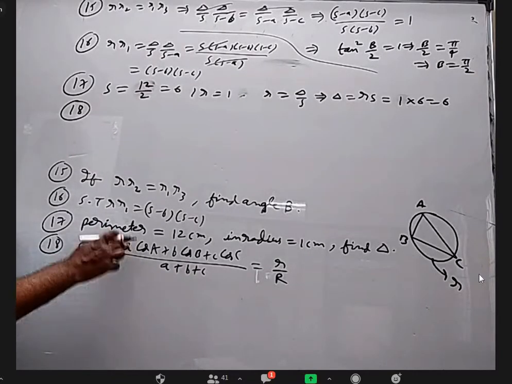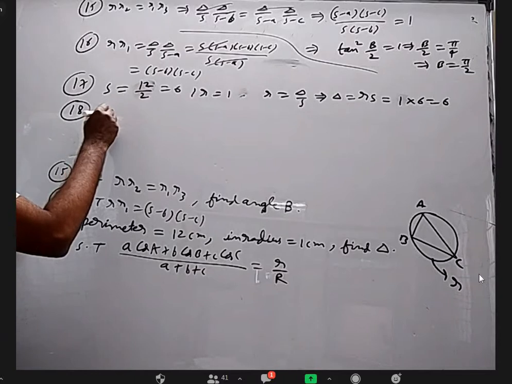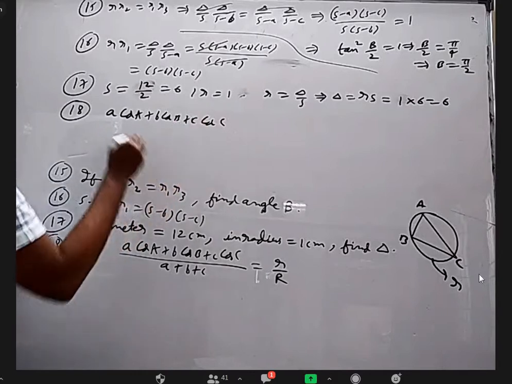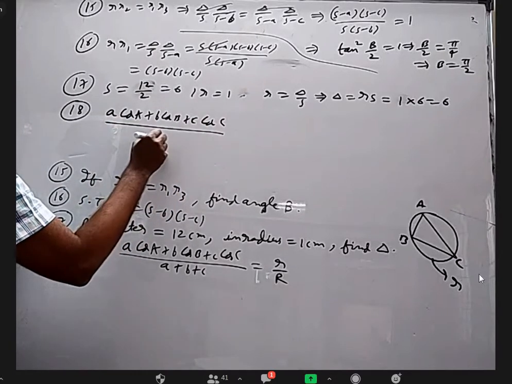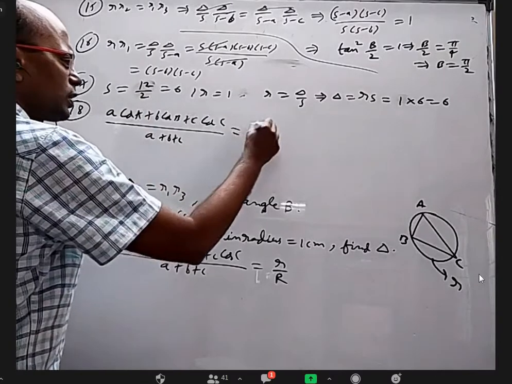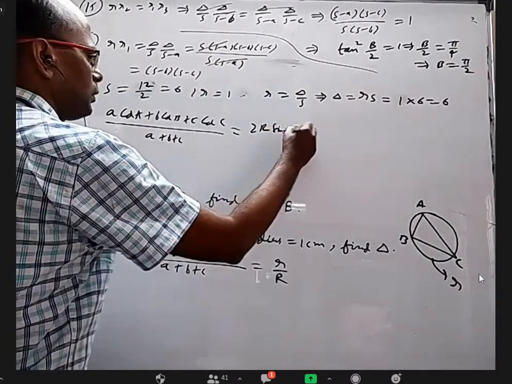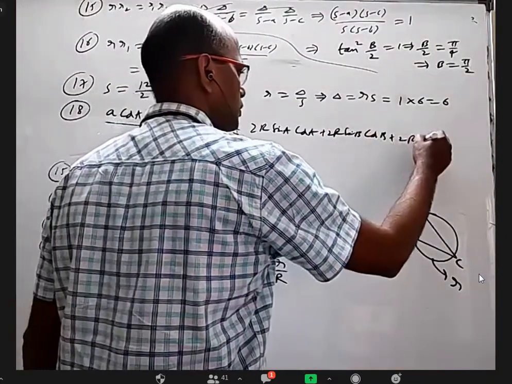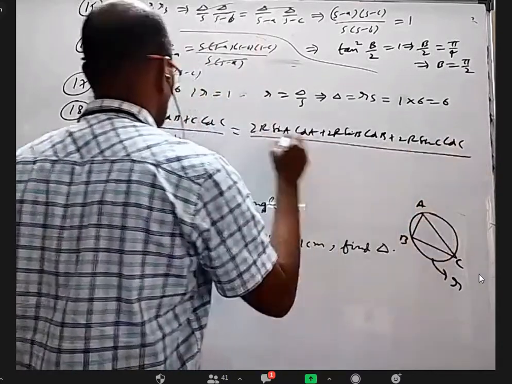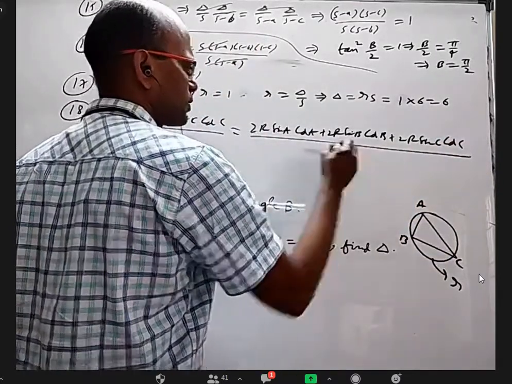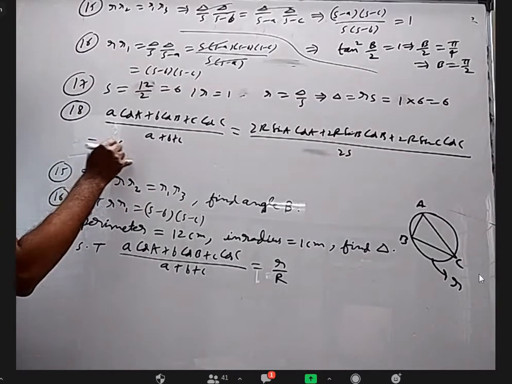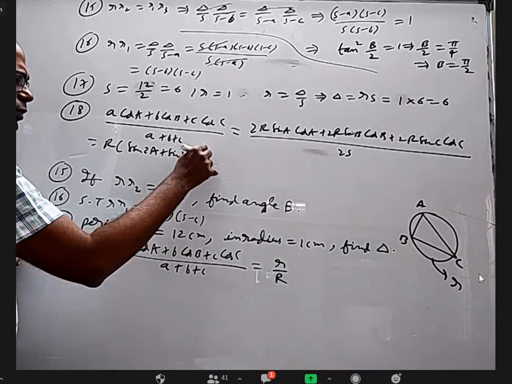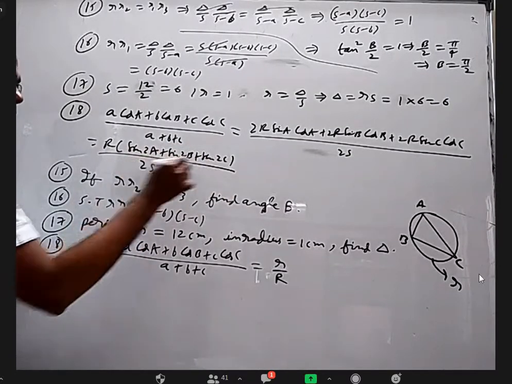Sine rule. Coming to 18th one, if you take a cos A plus b cos B plus c cos C by a plus b plus c, here you can write 2R sin A and cos A, this is 2R sin B and cos B, this is 2R sin C and cos C by s. A plus b plus c is 2s. In the numerator, if you take capital R common, 2 sin A cos A is sin 2A. So you'll get sin 2A plus sin 2B plus sin 2C by 2s.